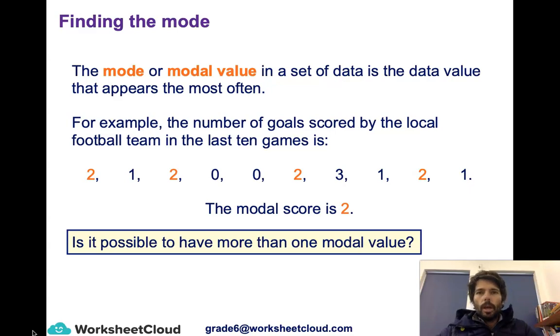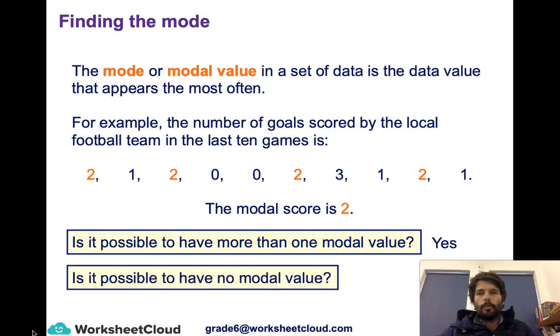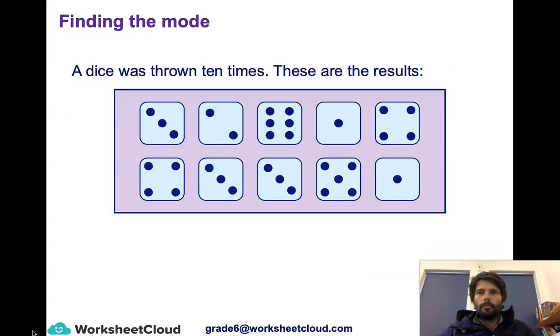Is it possible to have more than one modal value? Yes, it is. So if there are two numbers that appear the most, then both of those numbers are going to be your modal value. Is it possible to have no modal value? Yes, it is. Okay? So just remember those when you're dealing with mode.